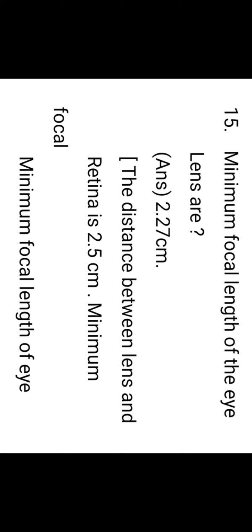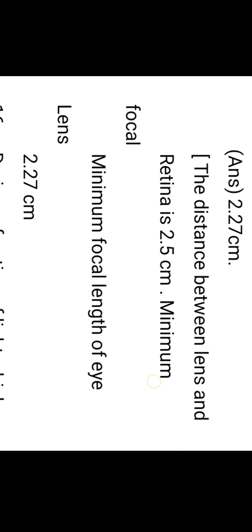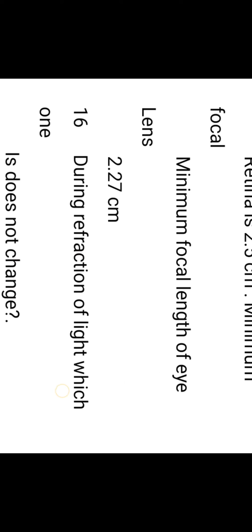The next question: the minimum focal length of the eye lens. The distance between the lens and the retina is 2.27 centimeters. The minimum focal length occurs when you are focused on images at your near point. The minimum focal length of the eye lens is 2.27 centimeters.